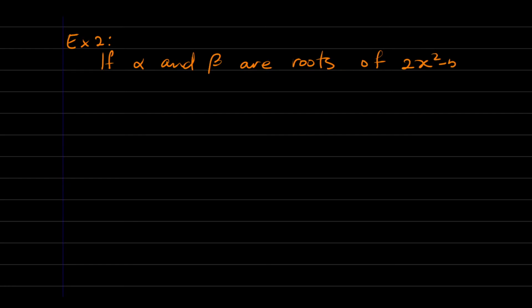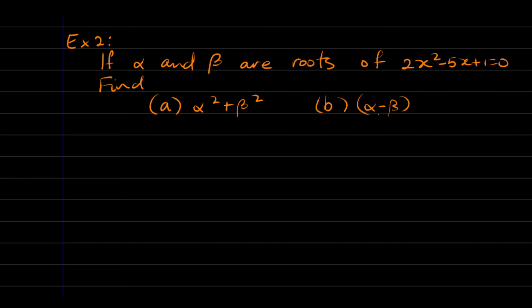Now this one is going to be a little bit challenging for some people if you're not confident in your algebra work. So if alpha and beta are roots of 2x squared minus 5x plus 1 equals 0, we're to find a, alpha squared plus beta squared, and then b, we're also supposed to find alpha minus beta squared.